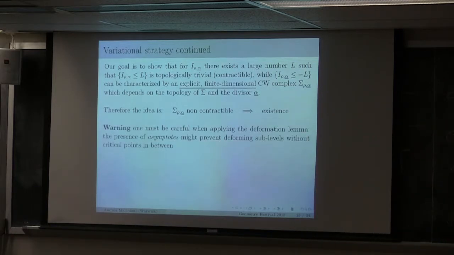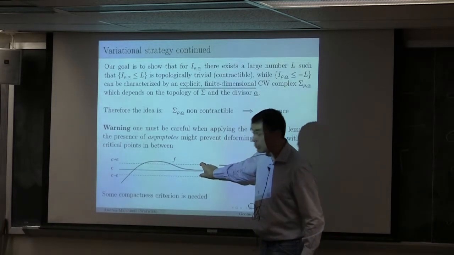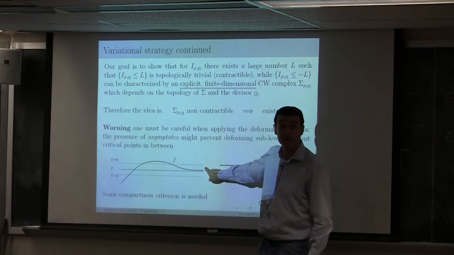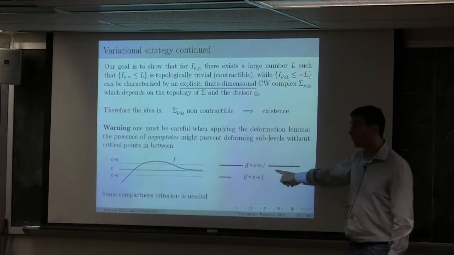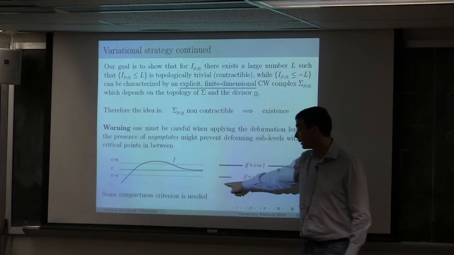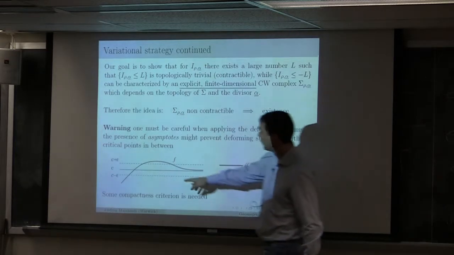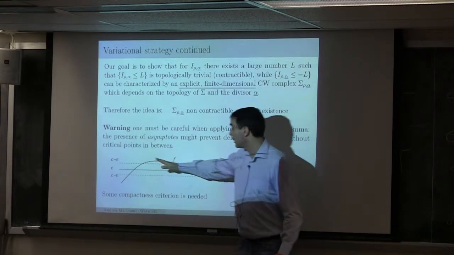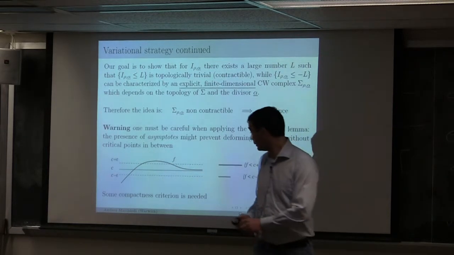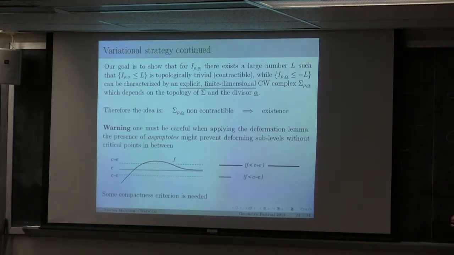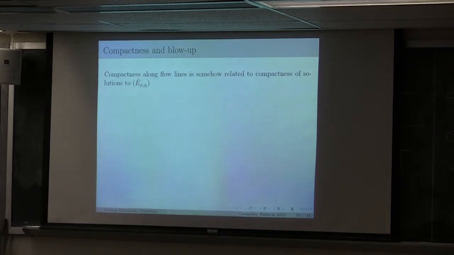But you should be careful in making such a statement, because asymptotes can give you trouble. This is one example in which you have an asymptote and no critical points between c minus epsilon and c plus epsilon. And still, you're not able to deform the higher sublevel, which is disconnected, to the lower one. So you need some kind of compactness criterion. The problem here is that if you follow a gradient flow for this functional, that will bring you to infinity. You lose compactness, and so you need some kind of compactness criterion to be able to apply such a statement. And this is done by blow-up analysis. So let me discuss compactness of solutions of the problem.